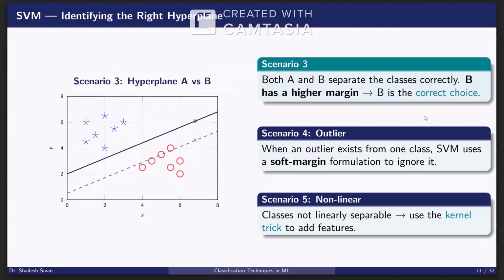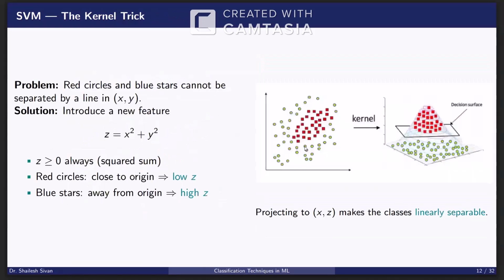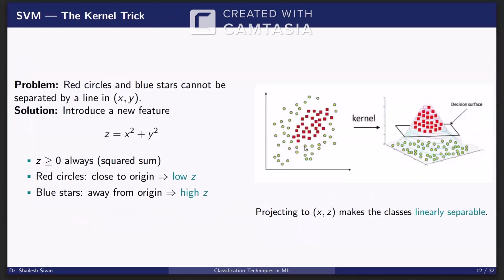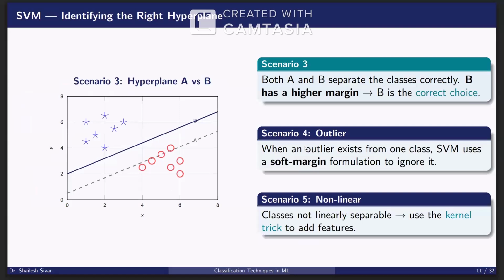And see, even though there are different cases, here both A and B separate the class correctly, but B has a higher margin. So which one do we take as the optimal choice here? We consider B. And if there are outliers, we will simply ignore them. Okay, we will simply ignore them.